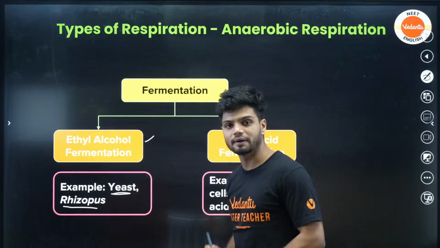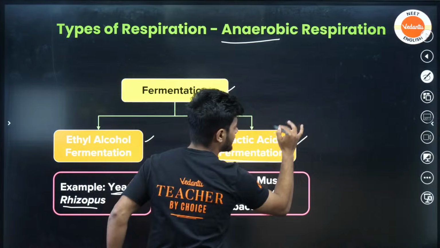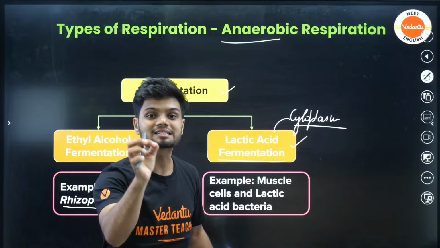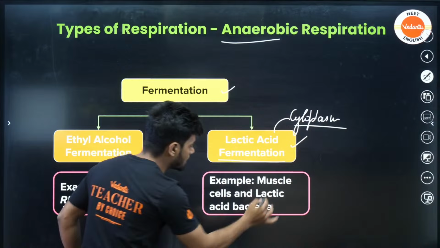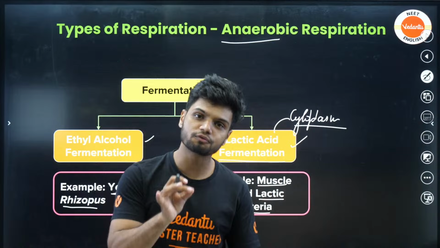But we also have something called lactic acid fermentation. Remember, it is a type of anaerobic respiration. It happens in the cytoplasm. But where does it happen? Lactic acid fermentation takes place in your muscle cells as well as lactic acid bacteria. Is the point clear? Till here, I believe everything is basics. All of you know these concepts.